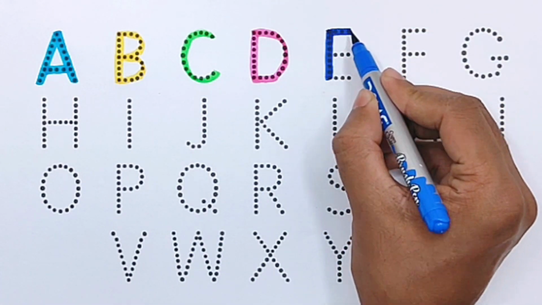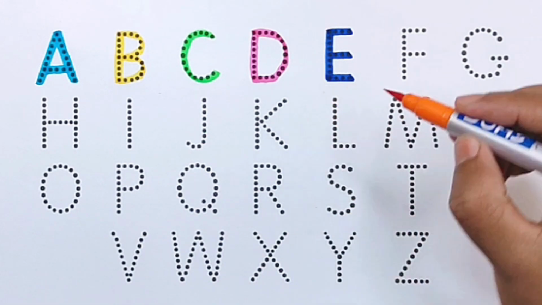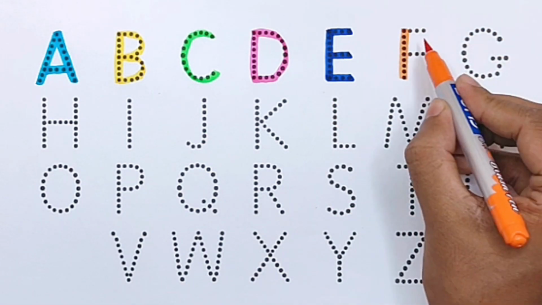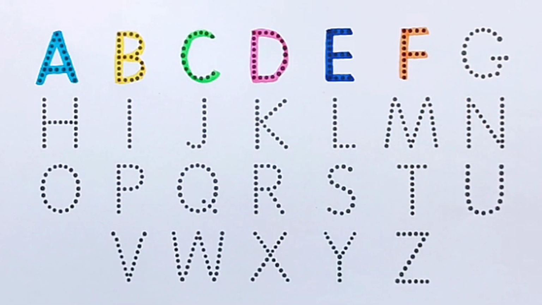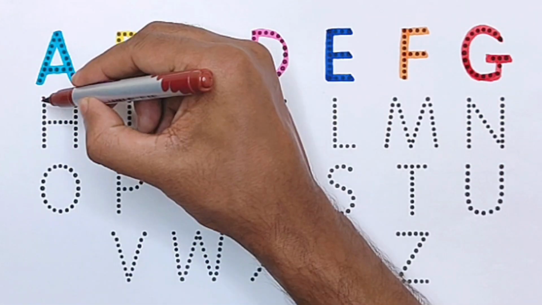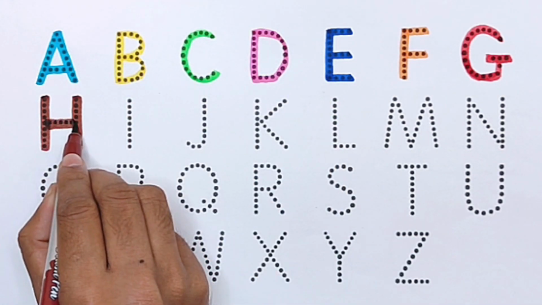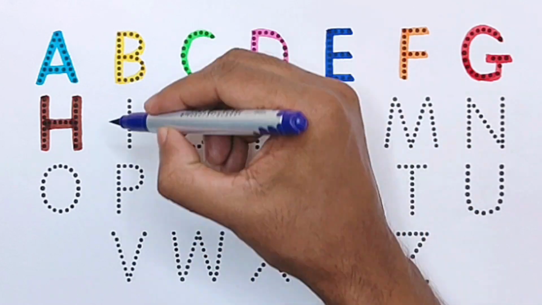E for egg, orange color. F for fish, red color. G for grapes, brown color. H for hand, purple color.